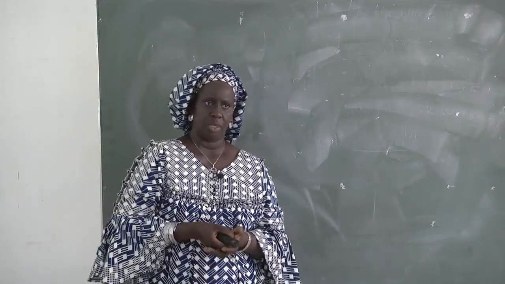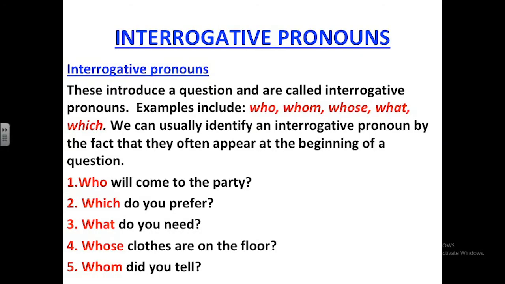Interrogative pronouns. These introduce a question, and as such they are called interrogative pronouns. They include the words whom, who, whose, what, and which. They can usually be identified as interrogative pronouns by the fact that they often appear at the beginning of a sentence. They ask questions, and that is why their name implies interrogative pronouns.